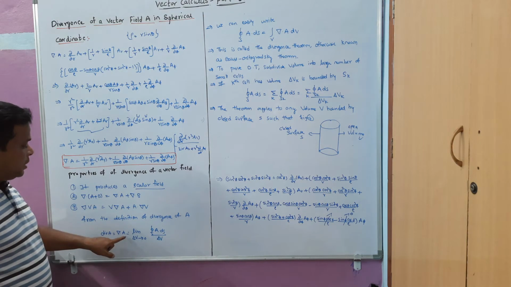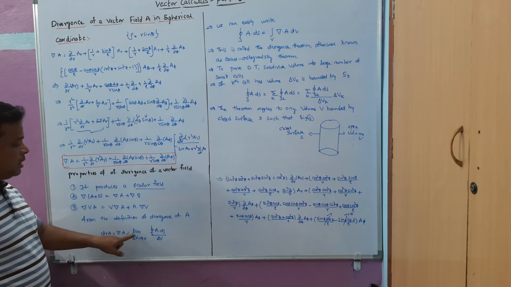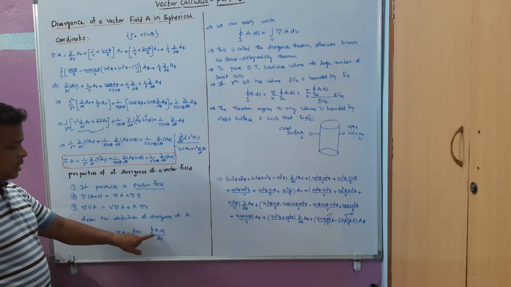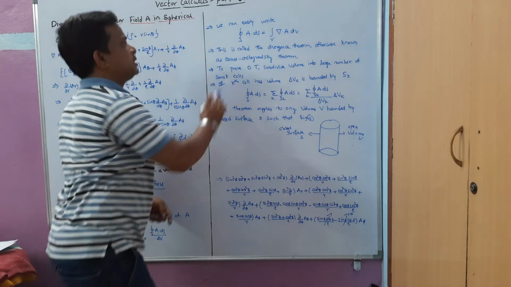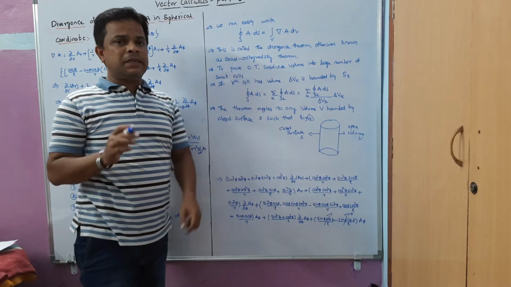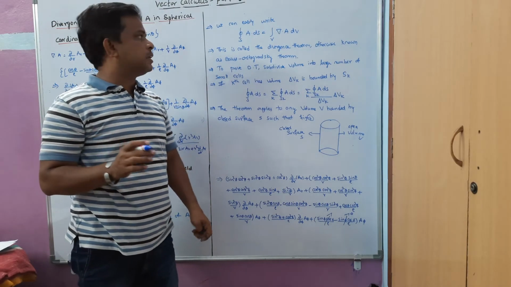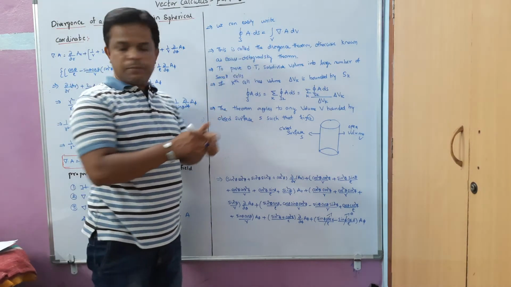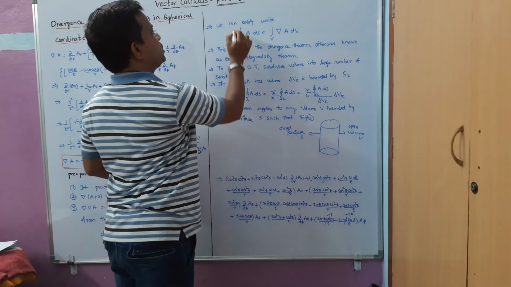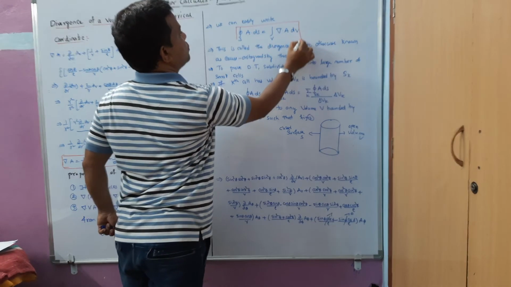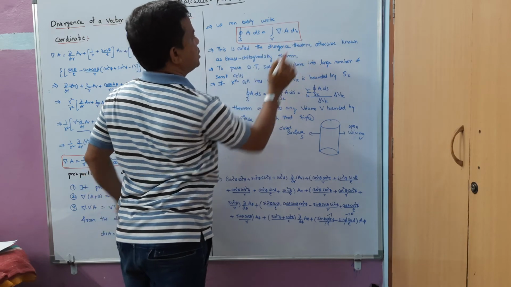Divergence of a vector field A is defined as the limit as delta v tends to 0 of the closed surface integral A dot ds divided by delta v. So we can easily write that the closed surface integral is equal to the open volume integral. This is a very important equation, and it is going to be useful in order to derive Maxwell's equations.